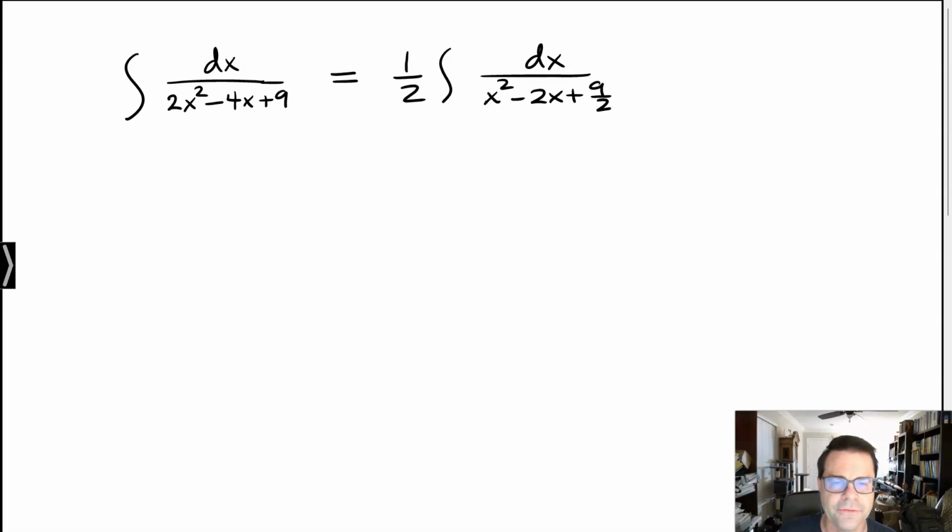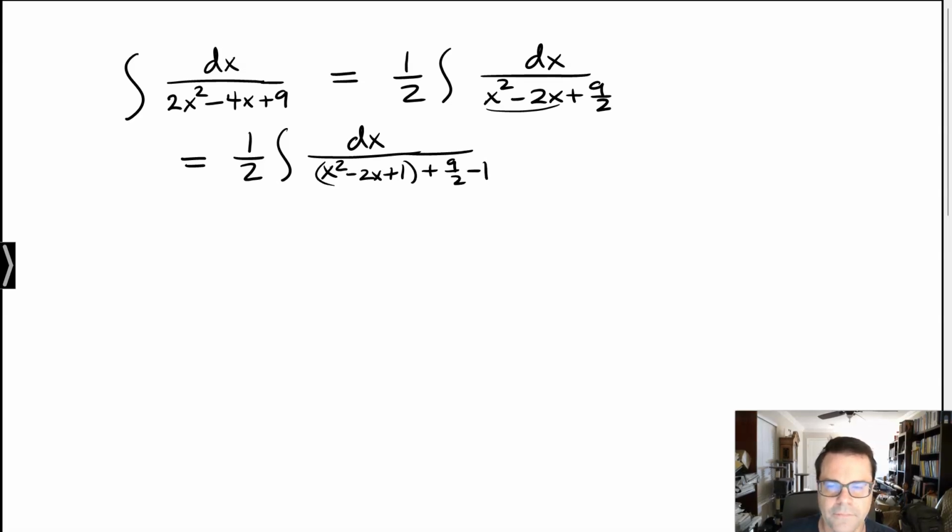So because I have that leading coefficient 1, I can look at these two terms here. I take half of 2, which is 1, and square it, which is 1. I'm going to add that and then subtract it. So now I have 1/2 the integral of x squared minus 2x plus 1 plus 9/2 subtract 1. So whatever I need to add here to complete the square, I have to subtract it back off. I'm going to rewrite this as a perfect square trinomial.